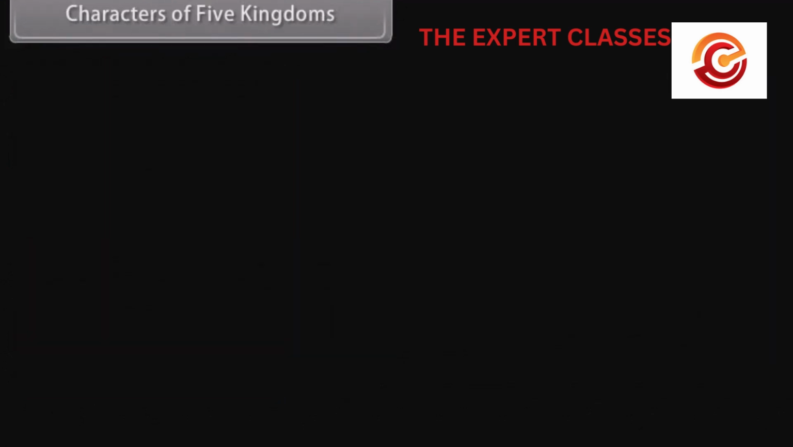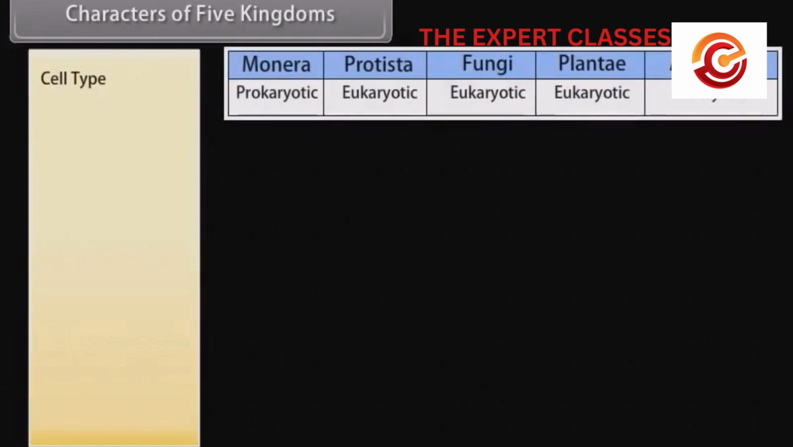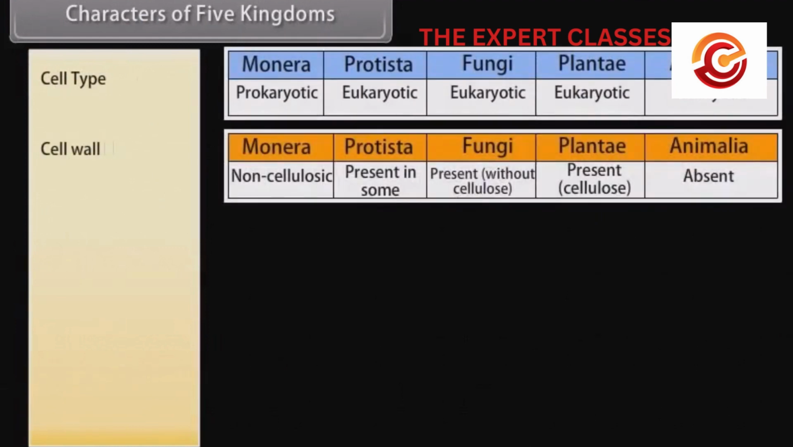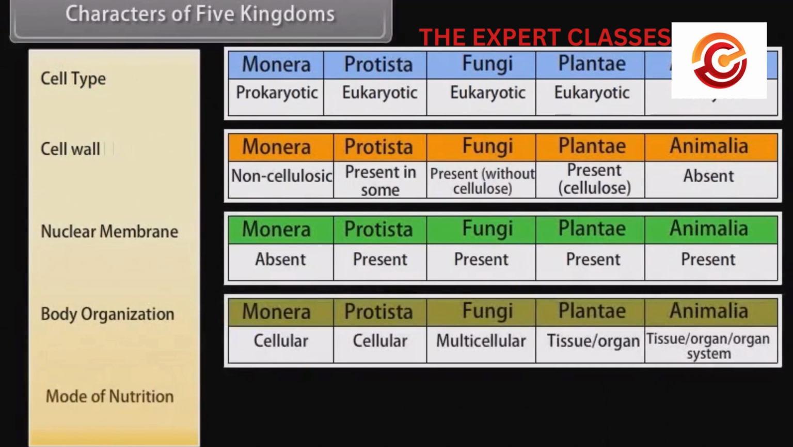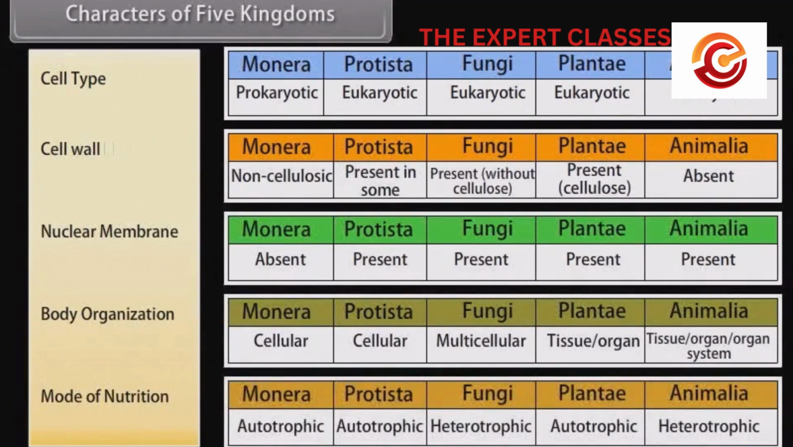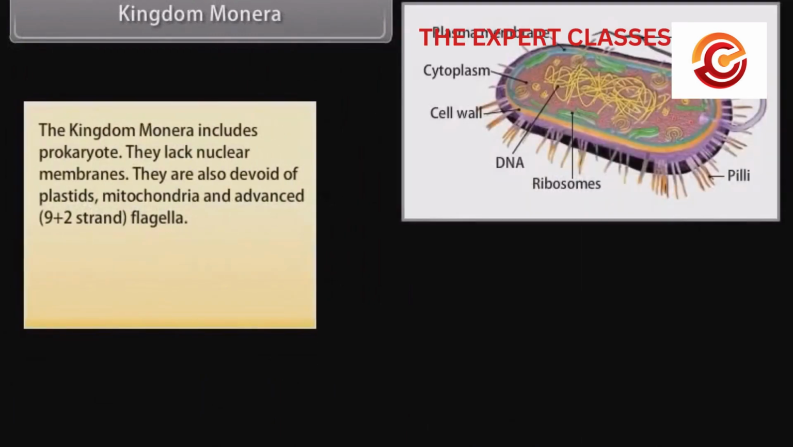Characters of five kingdoms: cell type, cell wall, nuclear membrane, body organization, mode of nutrition. Kingdom Monera. The kingdom Monera includes prokaryotes. They lack nuclear membranes.